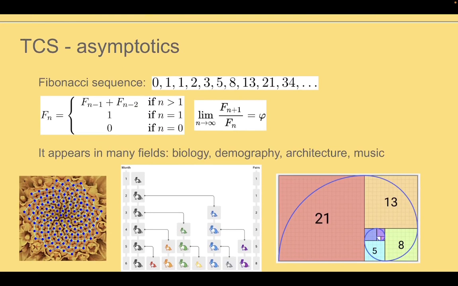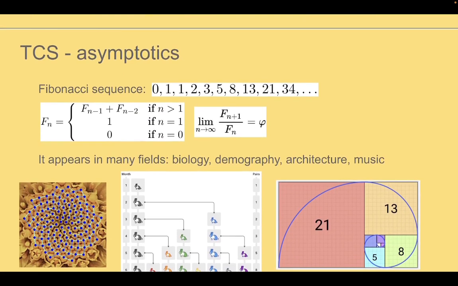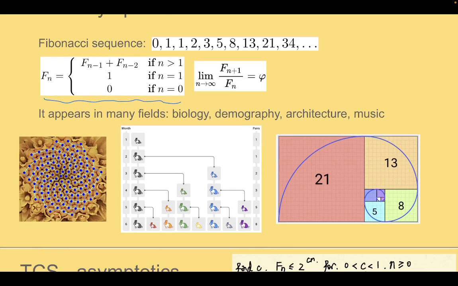And next, I'm going to introduce the Fibonacci sequence. Fibonacci is nowadays most famous for the Fibonacci sequence. Each number is the sum of the last one and the one before the last one, right? To write it in mathematics, it's something like this. And when n goes to infinity, the next element divided by the previous element is the golden ratio, right?